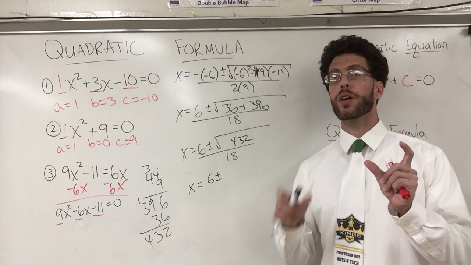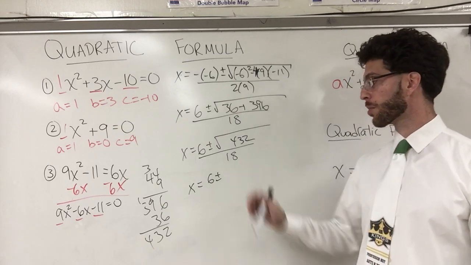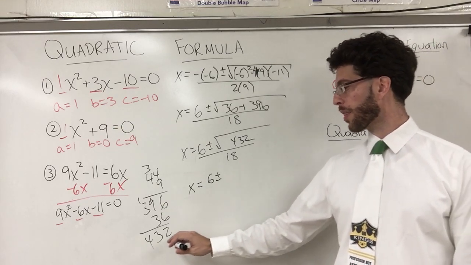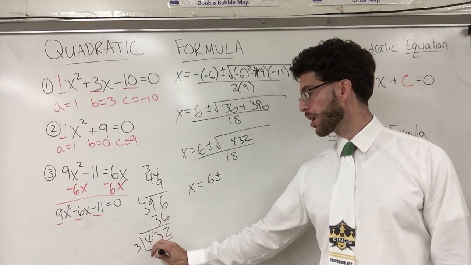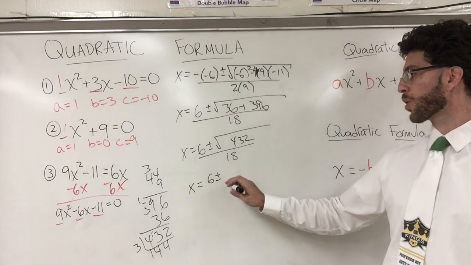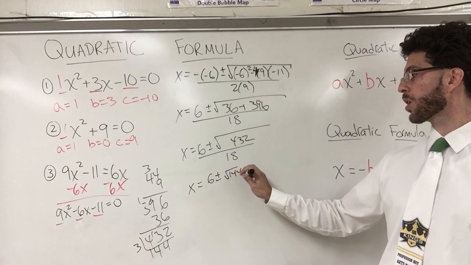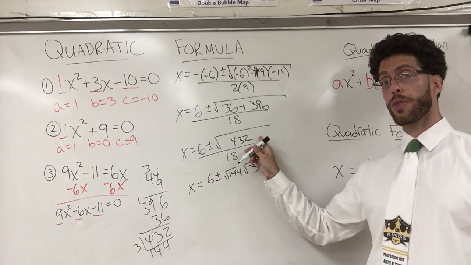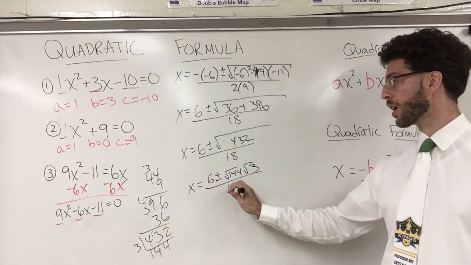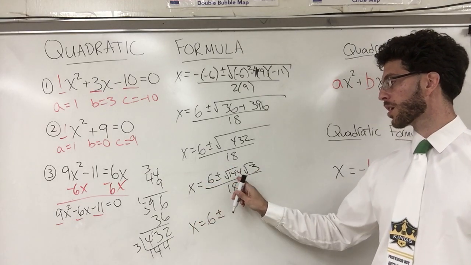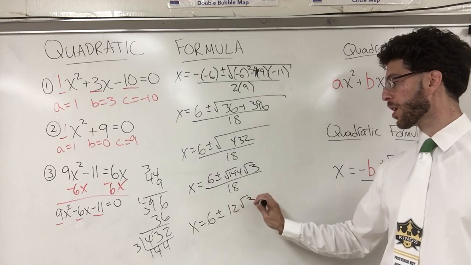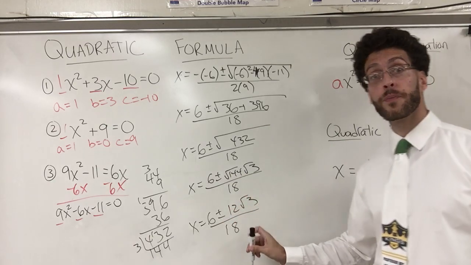Tell me what perfect square and another number multiply together to give me 432. And I think the answer, 432 is divisible by 3, and you get 144. So it's 144 times 3 is really 432 all over 18. That's helpful because now x equals 6 plus or minus 12 radical 3 over 18.